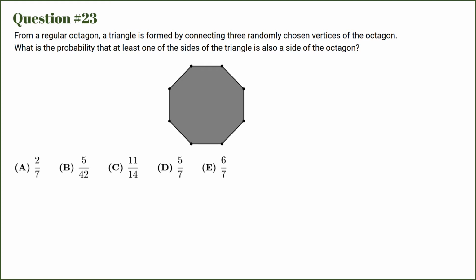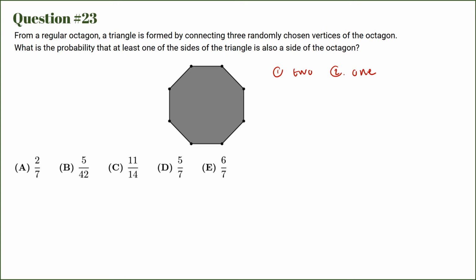Either the triangle looks like this, or the triangle looks something like this, where it only has one side on the octagon, or it has 2 sides on the octagon. So let's think about both cases. Let's say that case number 1 is 2 sides on the octagon, and case number 2 is 1 side on the octagon.